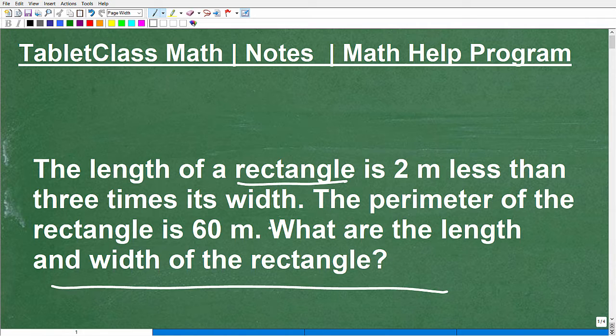Now, I am going to give you some general guidance on how to solve any algebra word problem, and then we'll get into the actual steps to solve this specific one here in just 1 second.